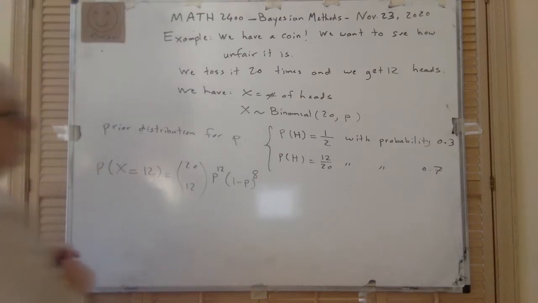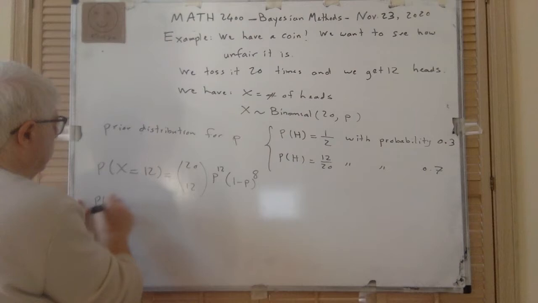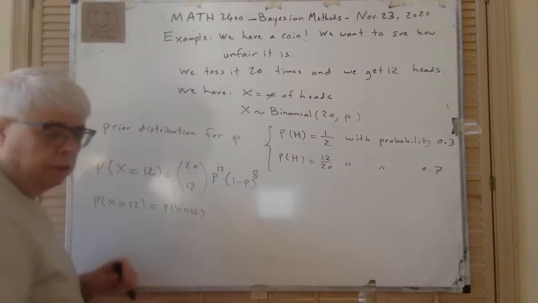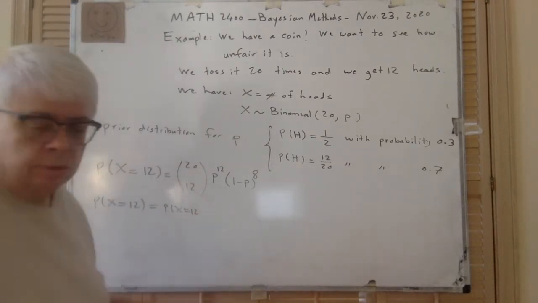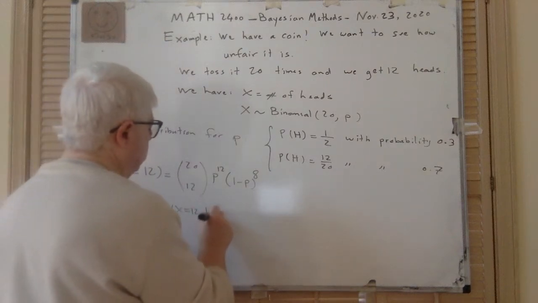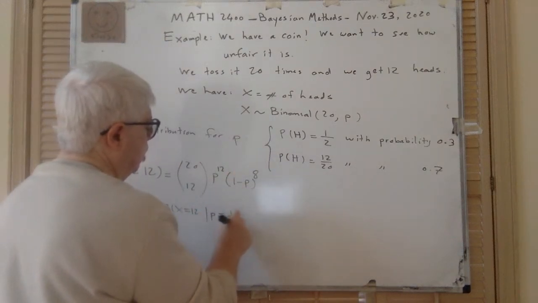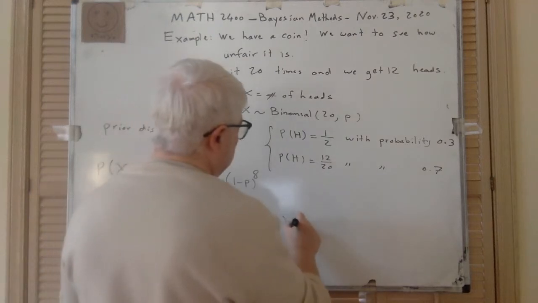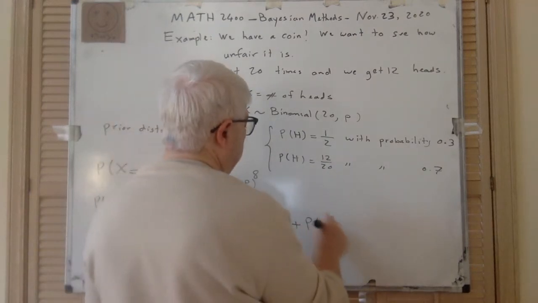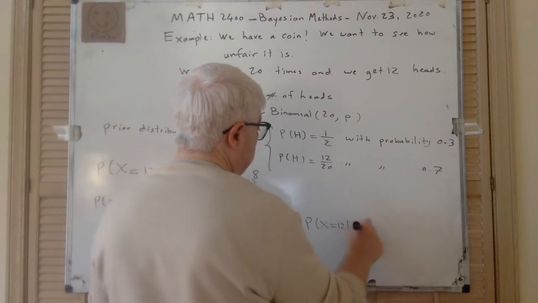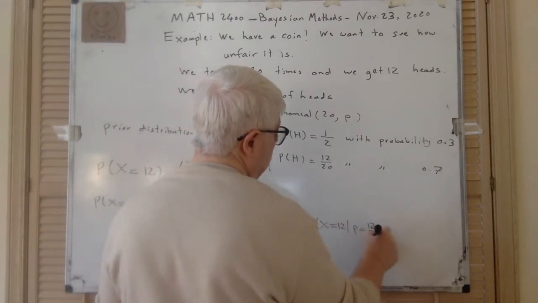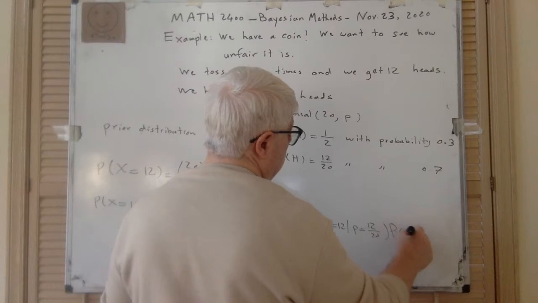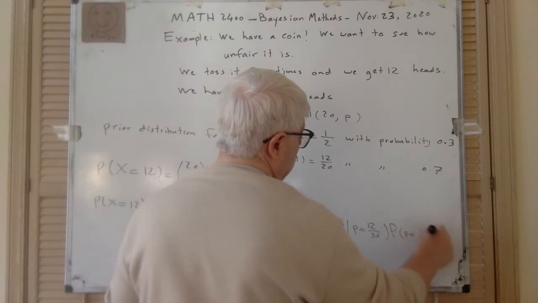But what is P of x being 12? P of x being 12 is P of x being 12 given the small p is 1/2, times the probability that small p is 1/2, plus P of x is 12 given the small p is 12 over 20, times P of p is 12 over 20.